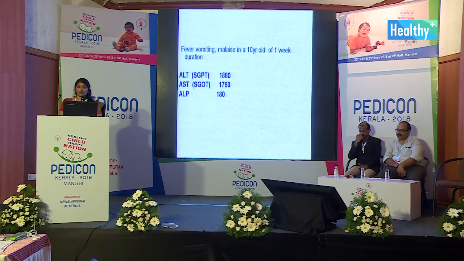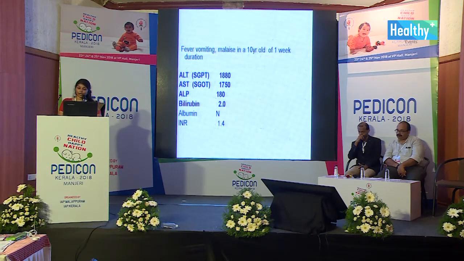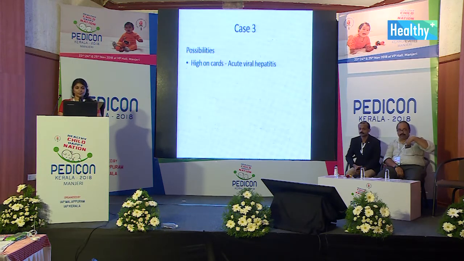The third is fever, vomiting, malaise in a 10-year-old of 1 week duration. The enzymes are very high. It was like the first case. The bilirubin is high. The alkaline phosphatase is high. INR is normal. So high on cards is an acute viral hepatitis.